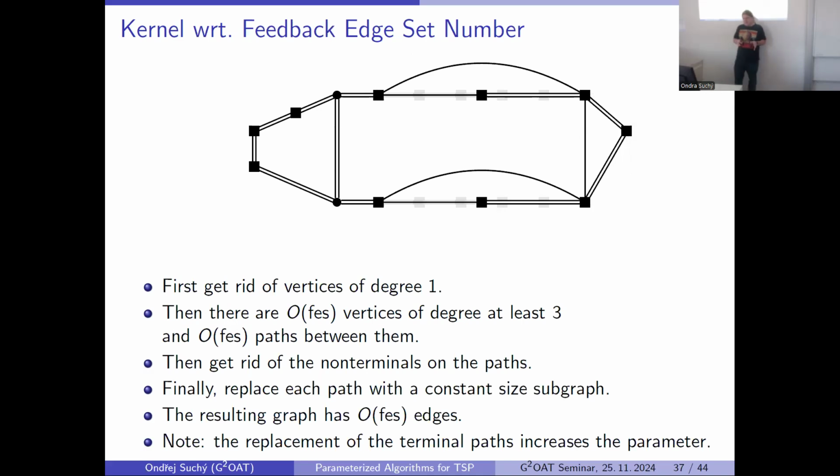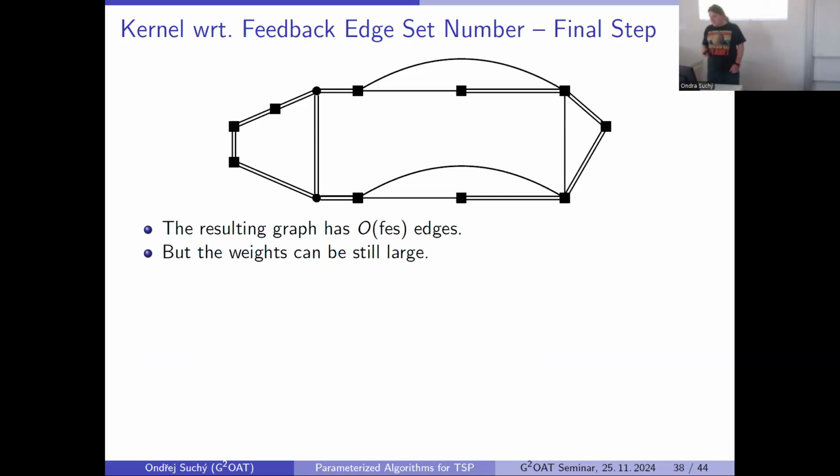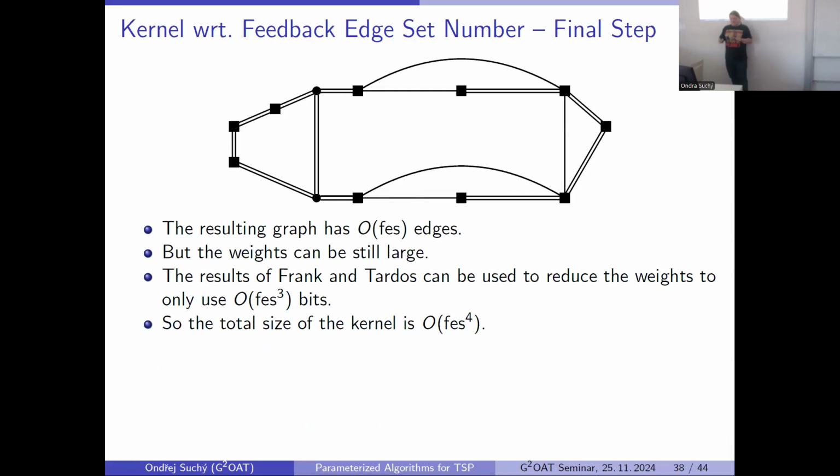a bounded number of vertices. By some argumentation about the feedback edge set number of the original graph, you can argue that although this reduction can increase the feedback edge number of your graph, it's still bounded by the original feedback edge number. So the resulting graph has a linear number of edges, but the weights of the edges can still be large, and there is some result that you can use for that, and I will skip that.